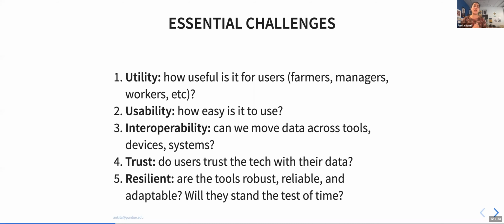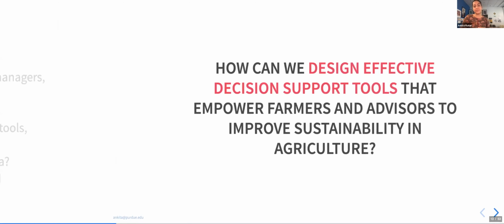And then the last challenge that we're grappling with is this idea of resilience, right? The most resilient tool out there right now in agriculture, I would argue, is a spreadsheet. It stood the test of time. So how can we build things that are comparable, right? How can we build tools that are robust and reliable and adaptable, that might even maybe one day outlive the spreadsheet? That's really the challenge.